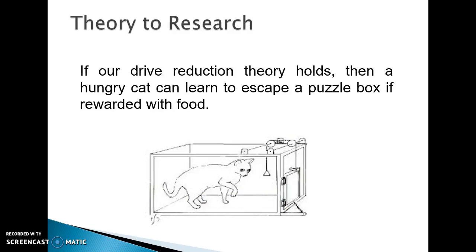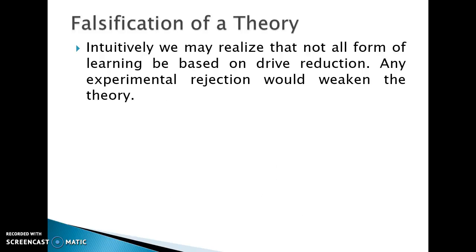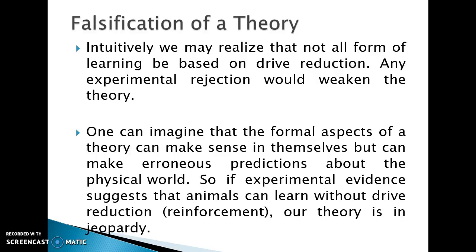So in our drive reduction theory, if the drive reduction theory holds, then a hungry cat can learn to escape a puzzle if rewarded with food. Because remember we said the higher the drive reduction, the higher the learning, right? So falsification of a theory, let's talk about that. Intuitively, we may realize that not all forms of learning can be based on drive reduction. Any experimental rejection would weaken the theory. It would hold true if every time that is done, you get the same results, right?